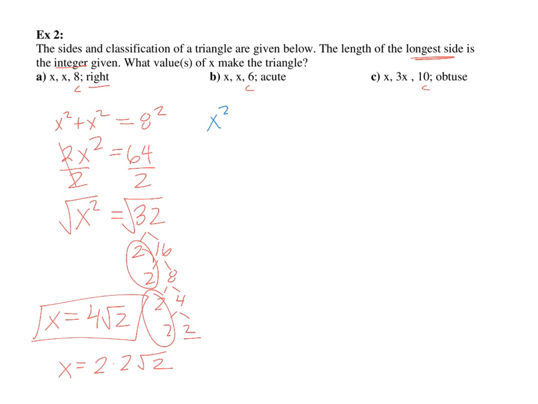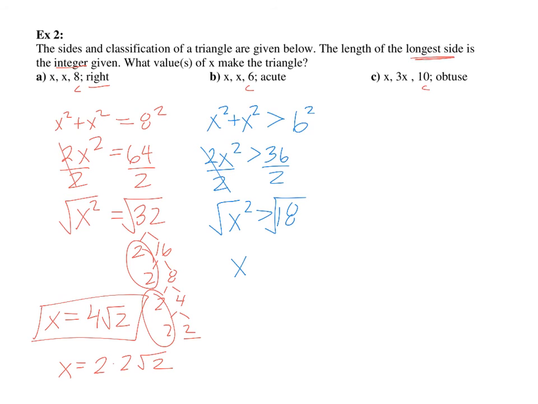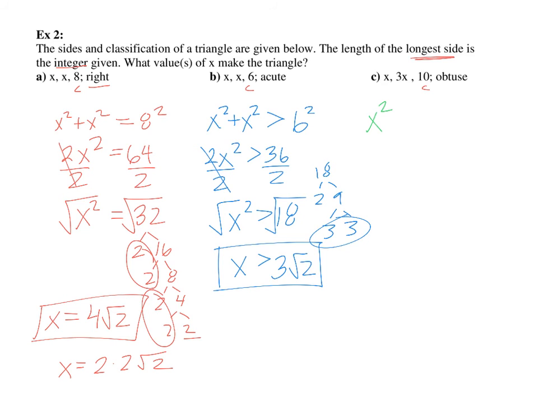Let's do part B. I have x squared plus x squared. It's an acute triangle, so it's going to be greater than 6 squared. So I have 2x squared is greater than 36. Divide by 2. x squared is greater than 18. So I square root both sides. And I get x is greater than, let's see, breaking down 18, what do I get? 2 times 9 and 3 times 3. I have a pair of 3's, so it's going to be 3 square root of 2. Done.